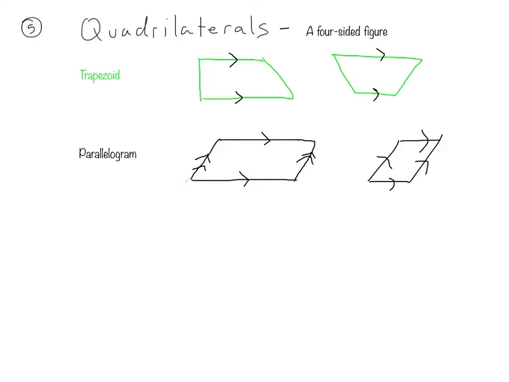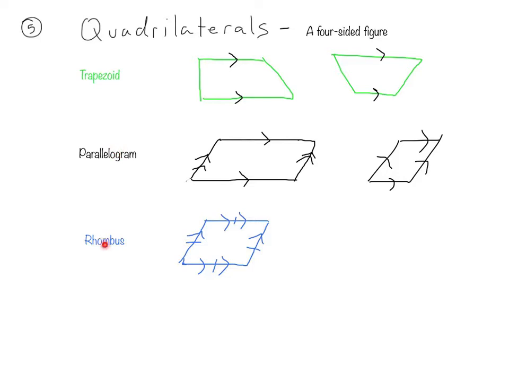The next one I can think of is rhombus, R-H-O-M-B-U-S. Okay, and a rhombus looks like this. The cool thing about a rhombus is that all the sides are the same length, and, I'm sorry, the opposite sides are parallel. So that side and that side are parallel, and that side and that side are parallel. So what does that tell you about a rhombus? Well, if you have opposite sides being parallel, then it's a parallelogram, right?